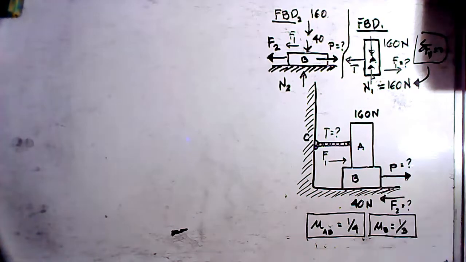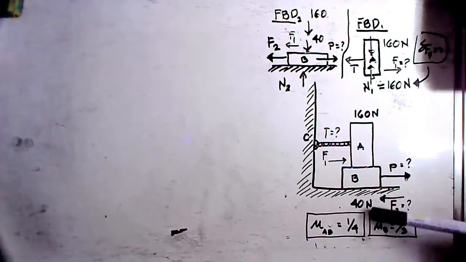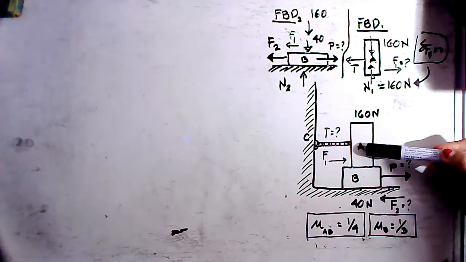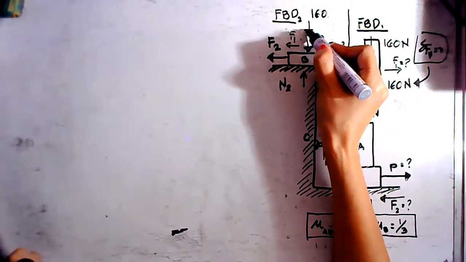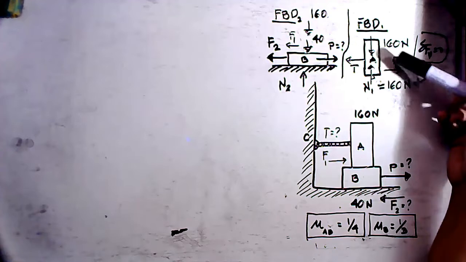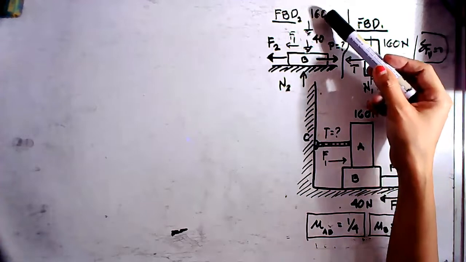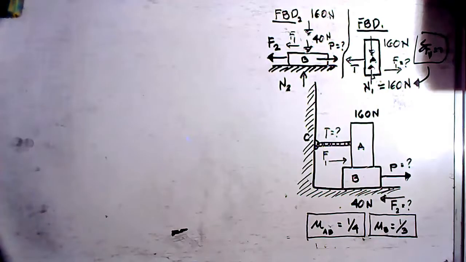Then let's go to block B. We need to identify all the forces applied to block B. So aside from the weight of block B, which is 40 Newton, which is always applied downward, because block A is in contact with block B, it will also be supporting the weight of block A, which is also the normal force of 160 Newton. So this one is 160 Newton, this one is 40 Newton.